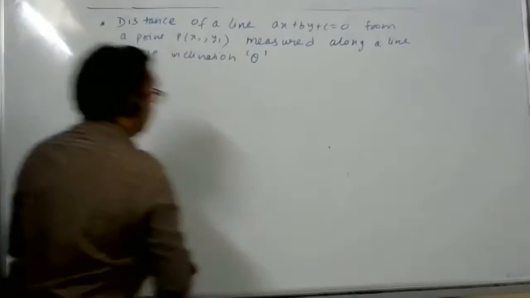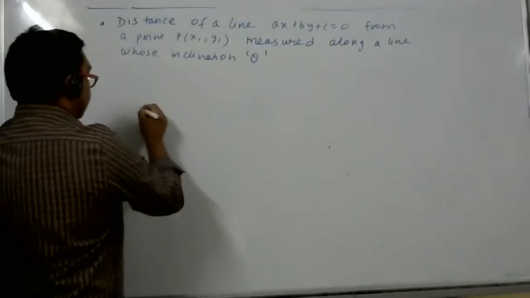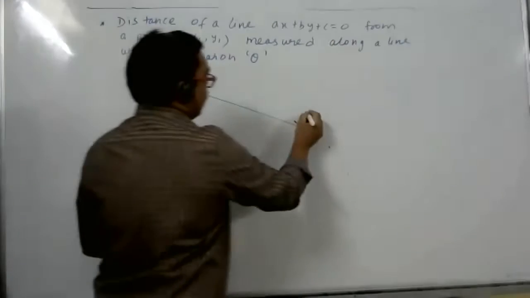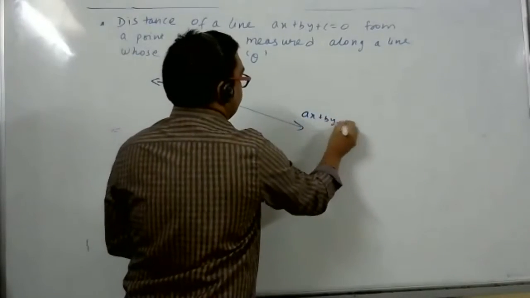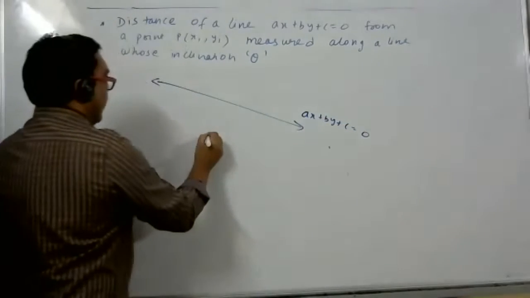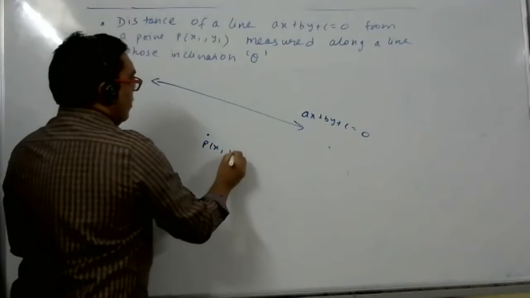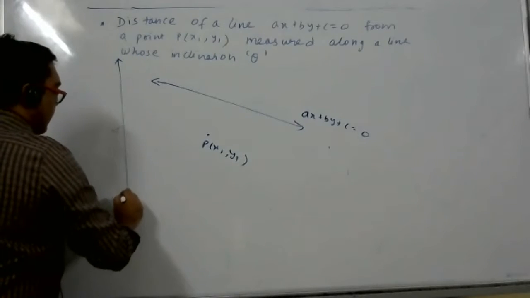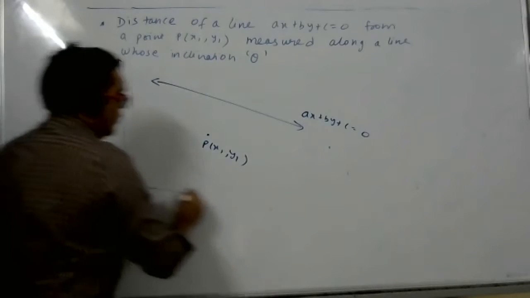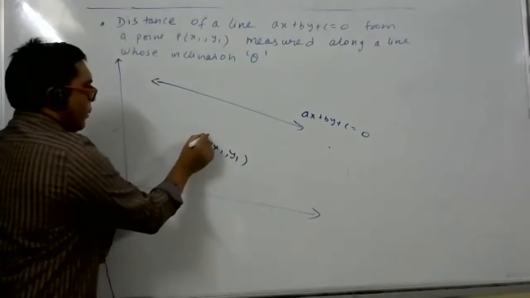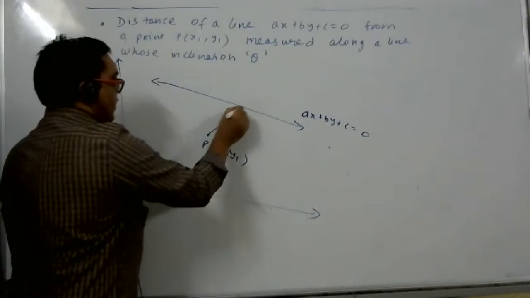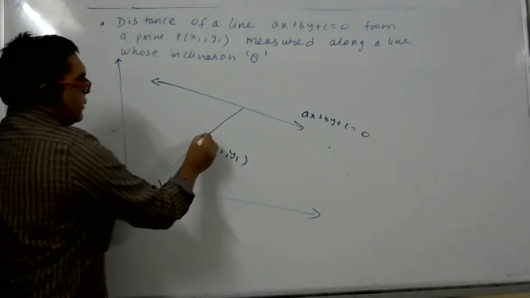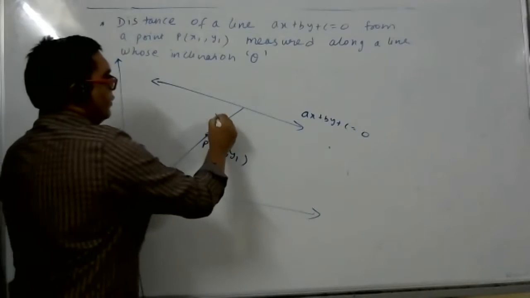Actually, I wrote the formula. So this is the line. Anywhere, the line can be anywhere, no problem. This is the line AX plus BY plus C is 0. This is the point P(x1, y1). But we don't have to find the perpendicular distance. I was telling you, some of you remember one day we did this proof by two methods. So we want the distance along a line whose inclination is theta. We want this distance along a line. So what is the formula here?